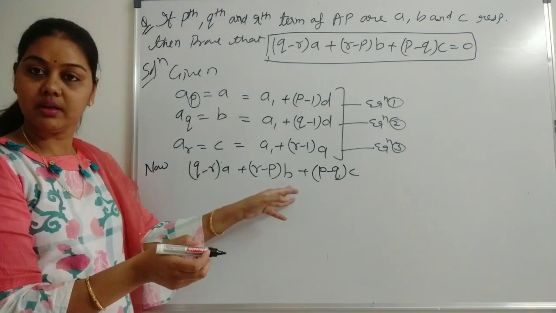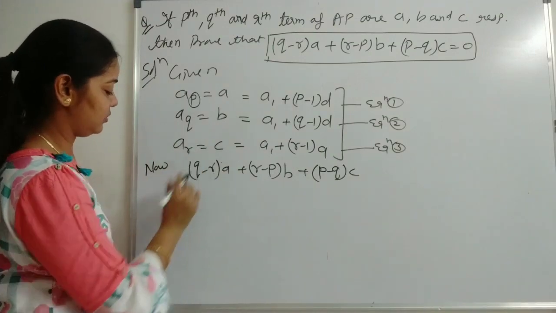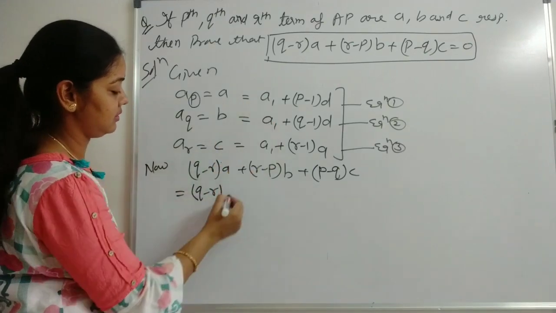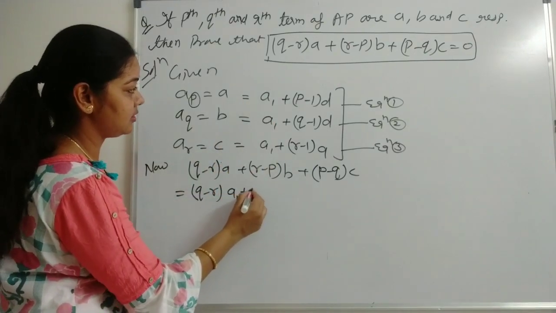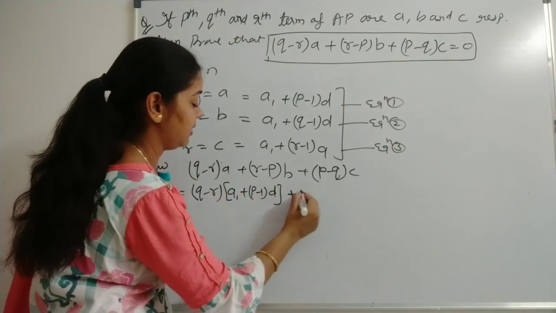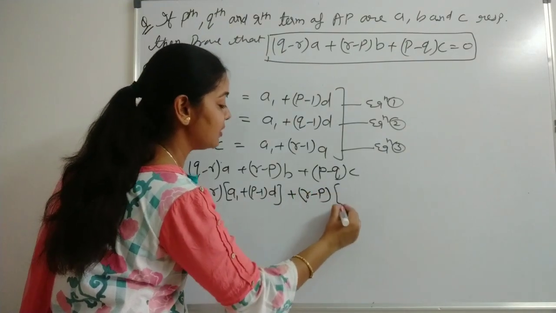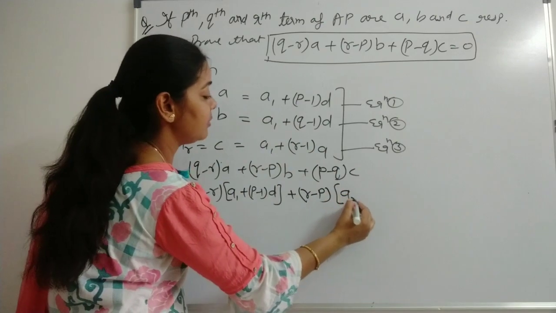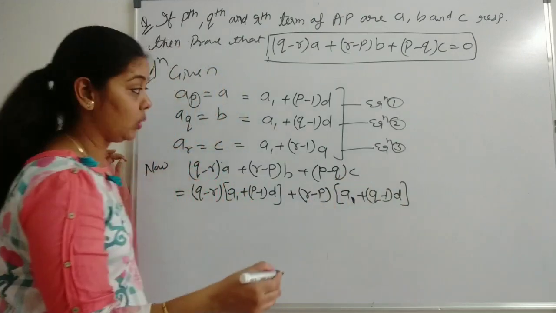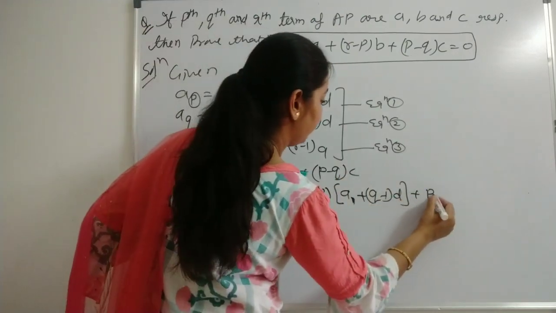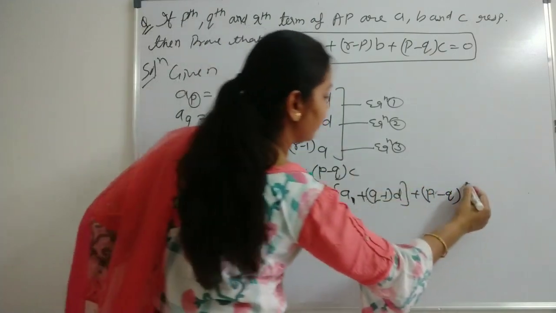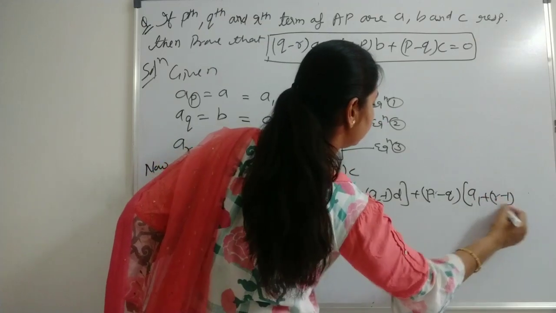Okay? Put all the values here. We can easily put the values of a, b and c. Putting the values, we will get q minus r into A1 plus p minus 1 into d. Okay? Plus r minus p multiplied with b, b means A1 plus q minus 1 into d. Okay? And p minus q into c means A1 plus r minus 1 into d.